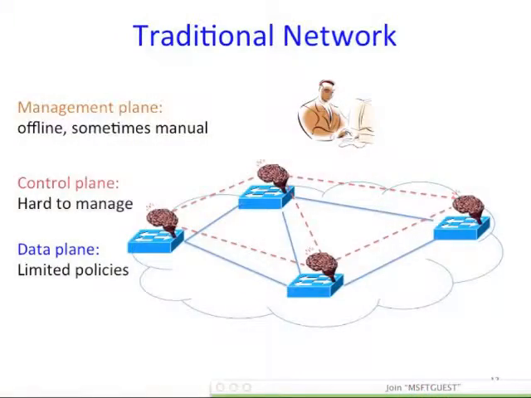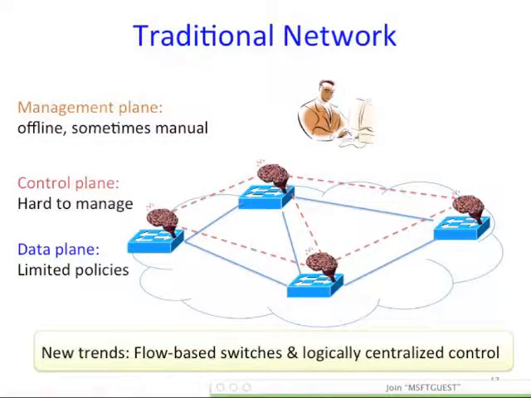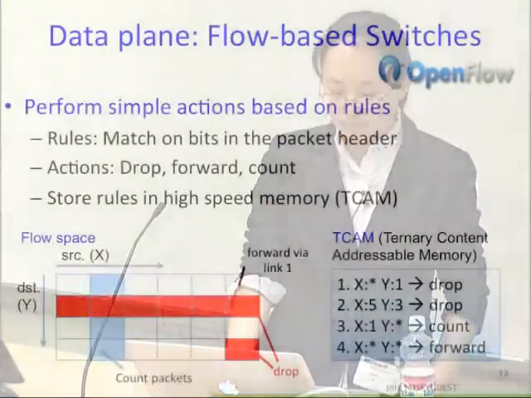So in order to manage traditional networks, today operators only manage the network in an offline fashion, and sometimes they even go through each switch independently and try to manually configure them. So in order to improve the management of these traditional networks, there have been two new trends. The first trend is in the data plane. We call it flow-based switches to support more flexible policies. And the second trend is in the control plane. We have this logically centralized controller to make management easier. I'll talk about these two new trends in more detail.